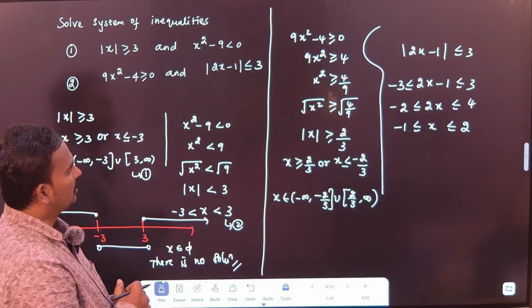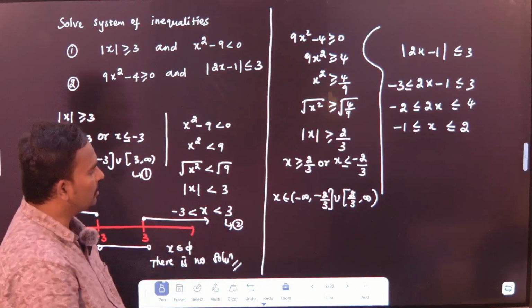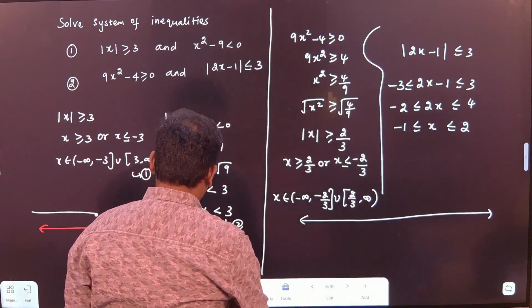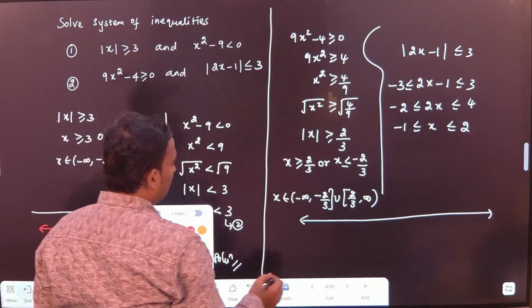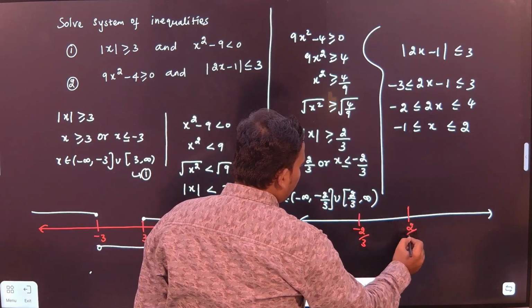Yes, good. Now draw the number line, to find the common solution. Look at the first one. Let me take −2/3 here and +2/3 here.